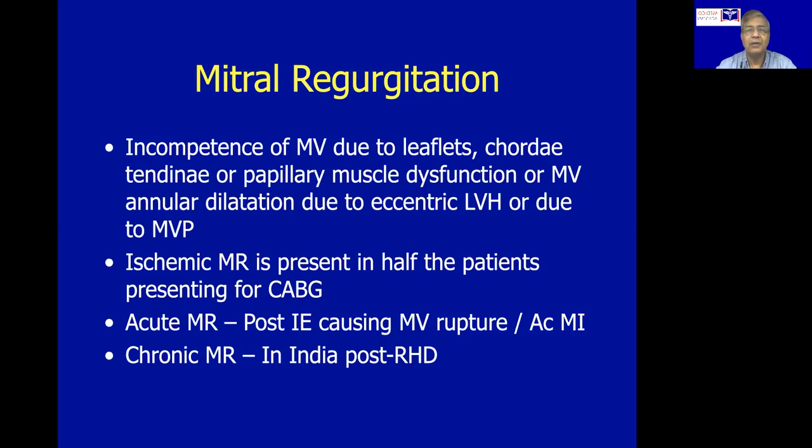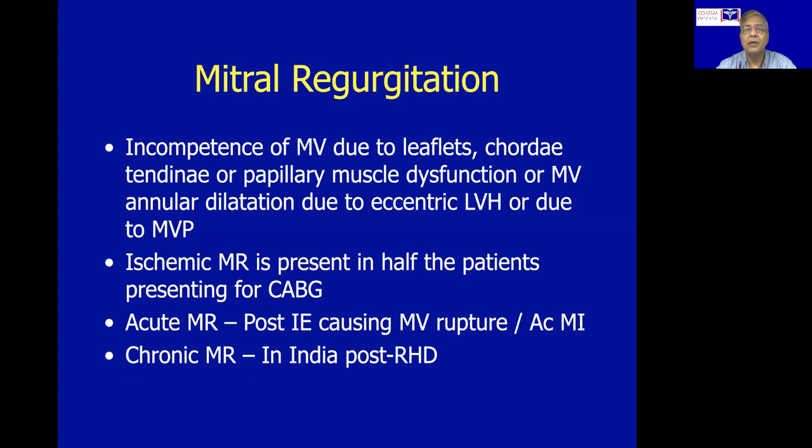How do you define mitral regurgitation? Mitral regurgitation is the incompetence of mitral valves due to leaflets, chordae tendineae, or papillary muscle dysfunction, or due to dilatation of the mitral valve annulus, which leads to eccentric left ventricular hypertrophy, or it can be due to mitral valve prolapse, which is a congenital condition. Ischemic mitral regurgitation is present in half the patients presenting for coronary artery bypass graft surgery.